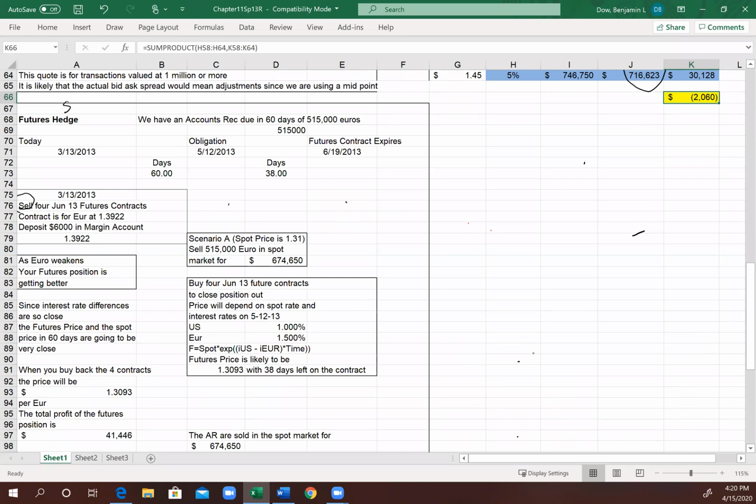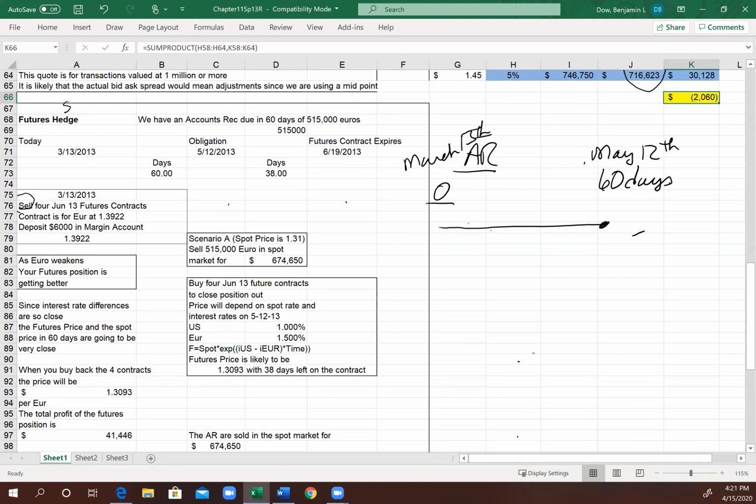All right, so here we go. Let's just look at the accounts receivables first, up top. On day 0, we have accounts receivable that will be coming in 60 days. That's May 12th. Today is March 13th. And so this is 60 days later.